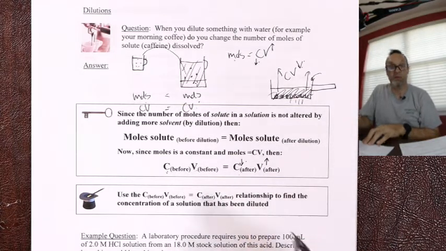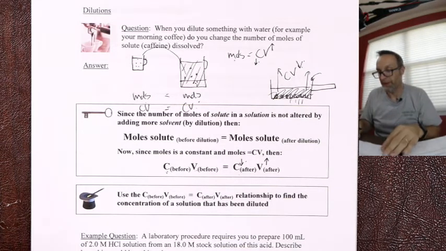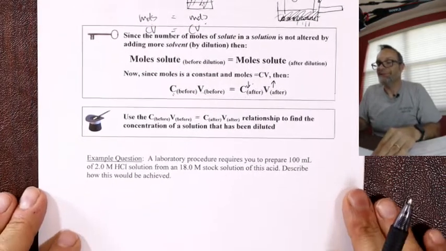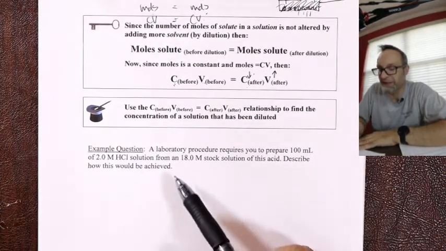So bottom line is concentration times volume before equals concentration times volume afterwards. If I dilute or if I reduce, it doesn't matter. I just change the amount of solvent, up or down, and that changes the volume up or down. Okay, so here's a question for you. I'll give you guys a moment to try it and then I'll go through it. Okay, so let's just read it.